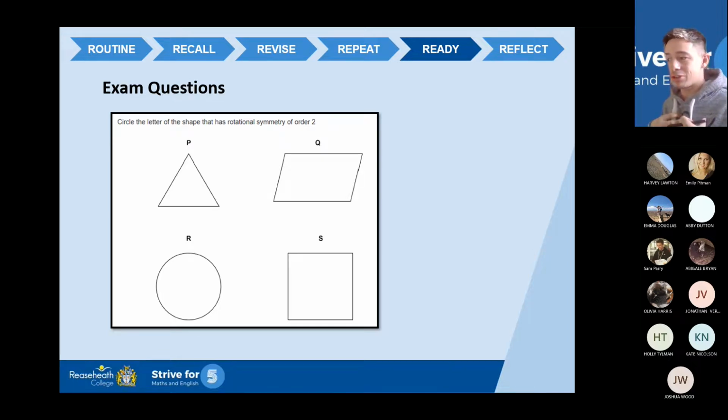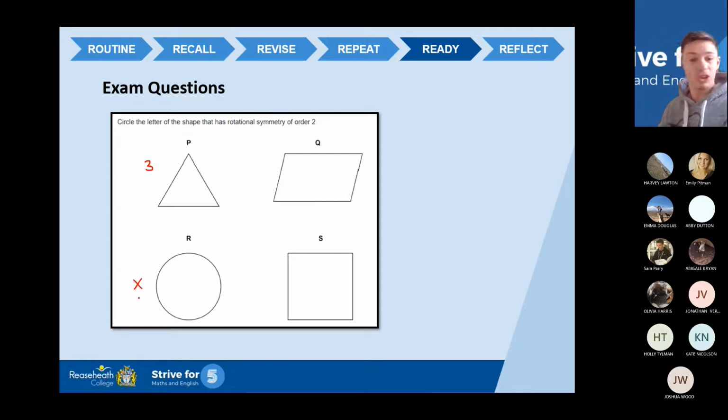Well, order of rotational symmetry of 2 means that you can rotate it 360 degrees and it will look the same twice. Now, let me get my red pen, it stands out a little bit better for you guys on the screen. Okay, so this equilateral triangle here will have an order of rotational symmetry of 3. I can rotate that shape and it will look the same 3 times. Now, this circle, you can either argue it's got an infinite order of rotational symmetry or 1, but either way, it's definitely not 2, is it?